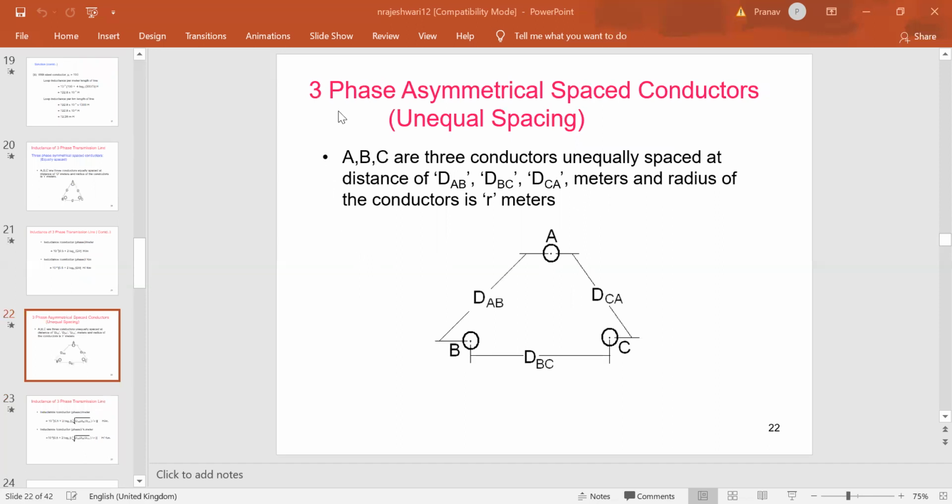So this is a three-phase asymmetrical spaced conductor with unequal spacing. A, B, C are the three conductors unequally spaced at distances of DAB, DBC, DCA meters, and radius of the conductors is small r meters. So DAB, DBC, and DCA are the three asymmetrically spaced conductors with unequal spacing.